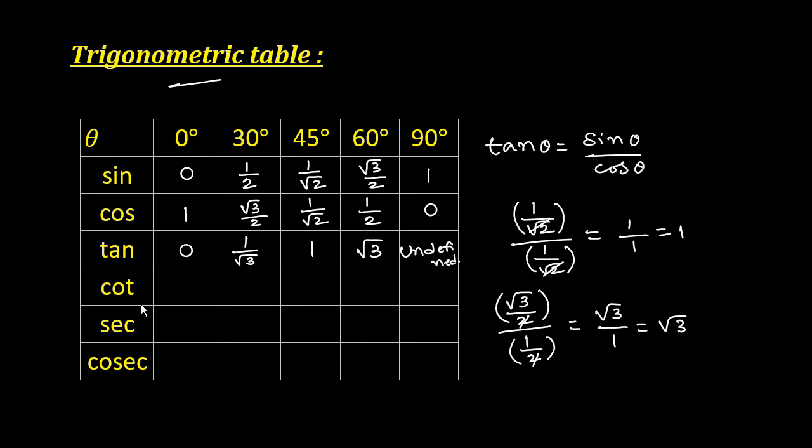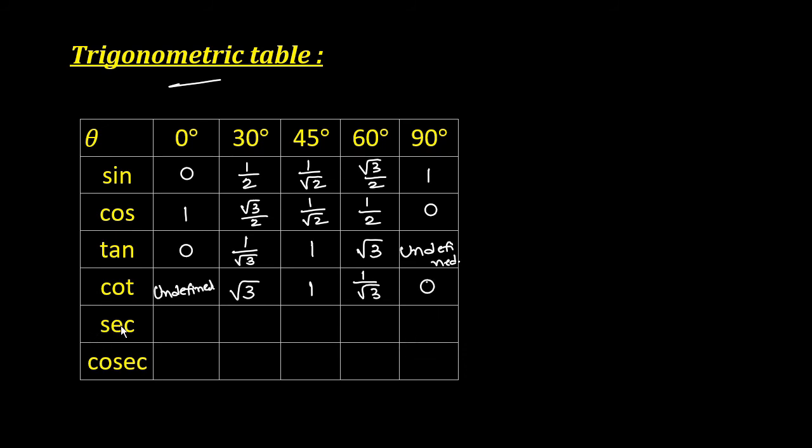Now to find out the cot values, just reverse the order of tan values. So we'll begin with undefined. Next root 3, 1 by root 3 and this 0 here.